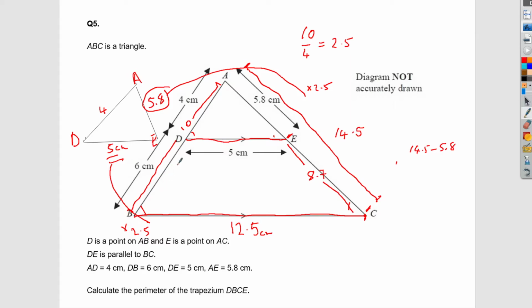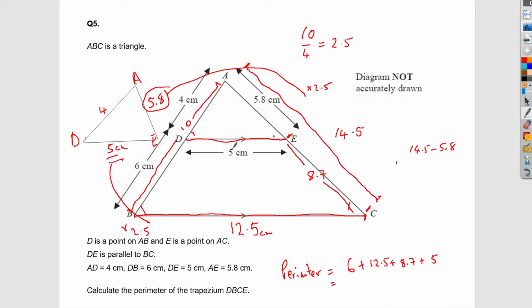So here's my trapezium, D, B, C, E. If I want the perimeter, the perimeter of this trapezium is going to equal D to B is 6 centimeters, B to C is 12.5, plus C to E is 8.7, and E to D or D to E is 5.